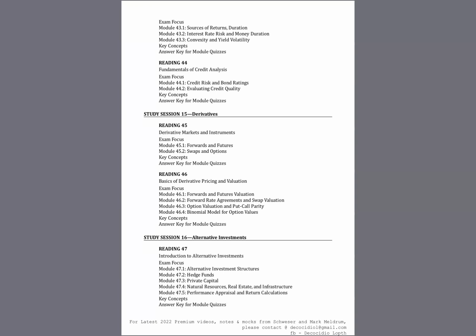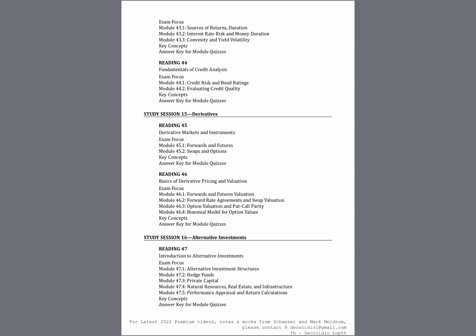Then when you go to the next one, which is study section 15, it's made up of two broad subject areas. So it looks at derivative markets and instruments. Particularly, you look at what forwards are, what futures are, what the distinction between forwards and futures is, and then what the cash flow implications are. Then we look at swaps and options.